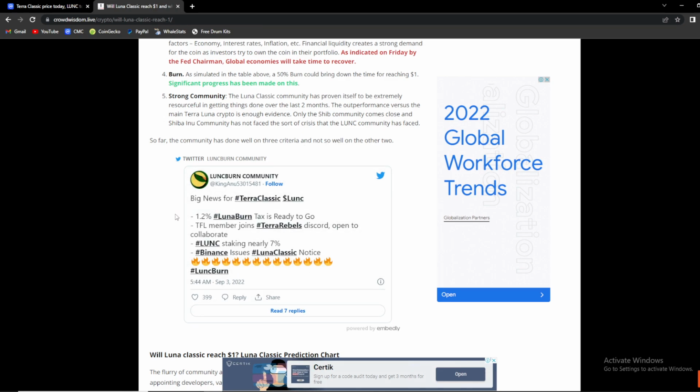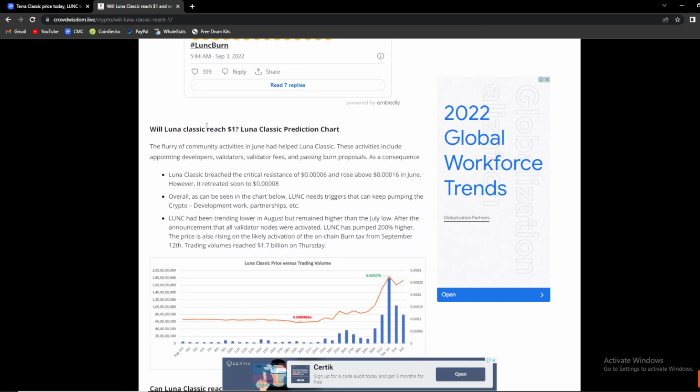And then we have big news for Terra Classic. 1.2% burn of the Luna tax is ready to go. TFL member joins Terra Rebels Discord, open to collaborate. LUNC staking nearly 7%, and Binance issues Luna Classic notice. So will it reach $1?